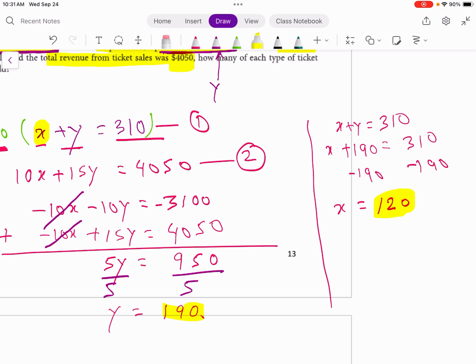So this is how we can use our system of linear equations to solve some real life problems. Okay, any question?